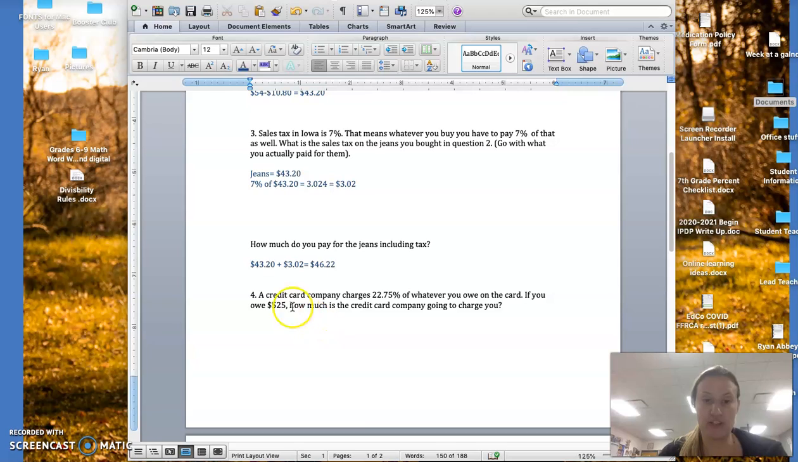Okay, here's another question. A credit card company charges 22.75% of whatever you owe on the card. If you owe $525, how much is the credit card company going to charge you? So, just like before, what we need to find is what is 22.75% of $525. So we can set up our proportion, or we can do the equation, which I'm not going to set up. You guys know how to do that now. Again, we're finding the part. We have the percent, we have the whole, we're finding the part.